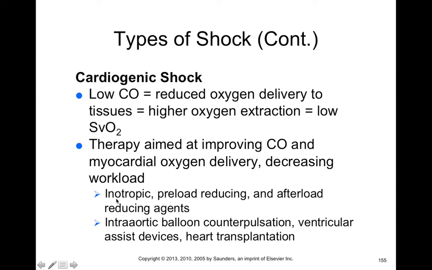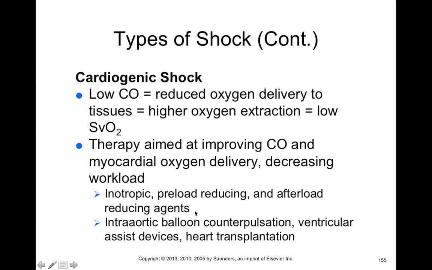Positive inotropic agents, which can act to increase heart muscle contractility, that could be used to increase cardiac output. Otherwise, you might consider using a negative inotropic agent to decrease the contractility of heart muscle to decrease the workload on that heart muscle. Also reducing preload.